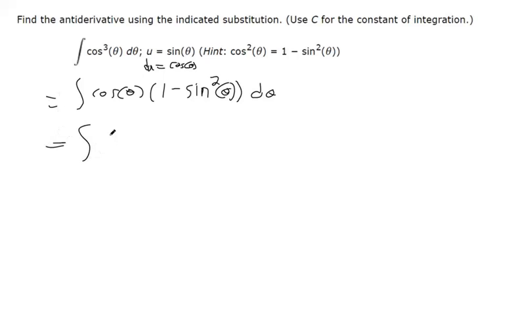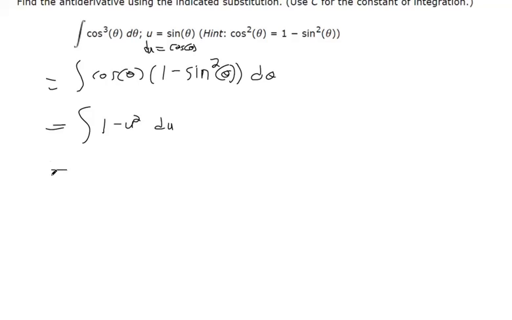So we integrate. It's now 1 minus u squared du, the integral with respect to u. Right, and this u squared, that's what sine squared is because of the substitution they gave us. So this one just uses the power rule in reverse. The antiderivative of 1 is u. The antiderivative of u squared is 1/3 u to the third.